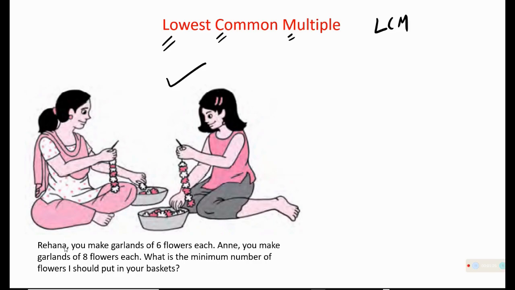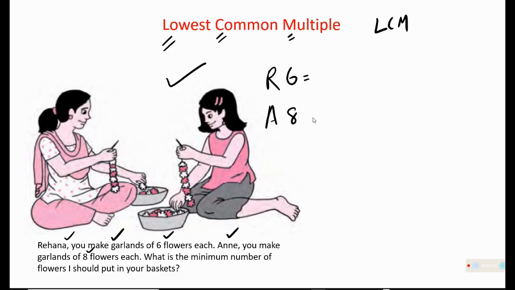Here Rehana and Annie both are thinking about making garlands. Rehana, you make garlands of 6 flowers. Annie, you make garlands of 8 flowers. What is the minimum number of flowers I should put in your basket? The point over here is both Rehana and Annie are making garlands. Rehana makes garlands containing 6 flowers. As far as Annie is concerned, she is making garlands containing 8 flowers.